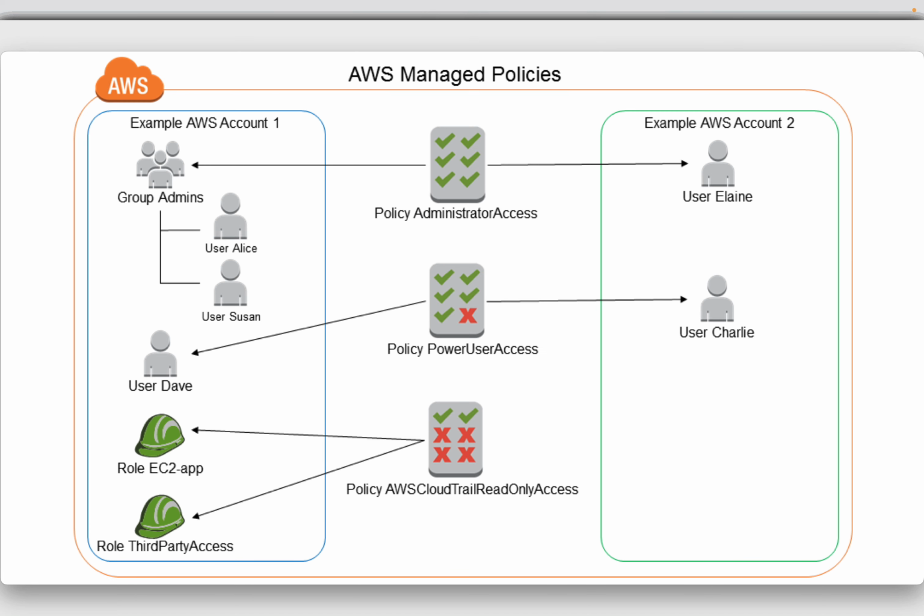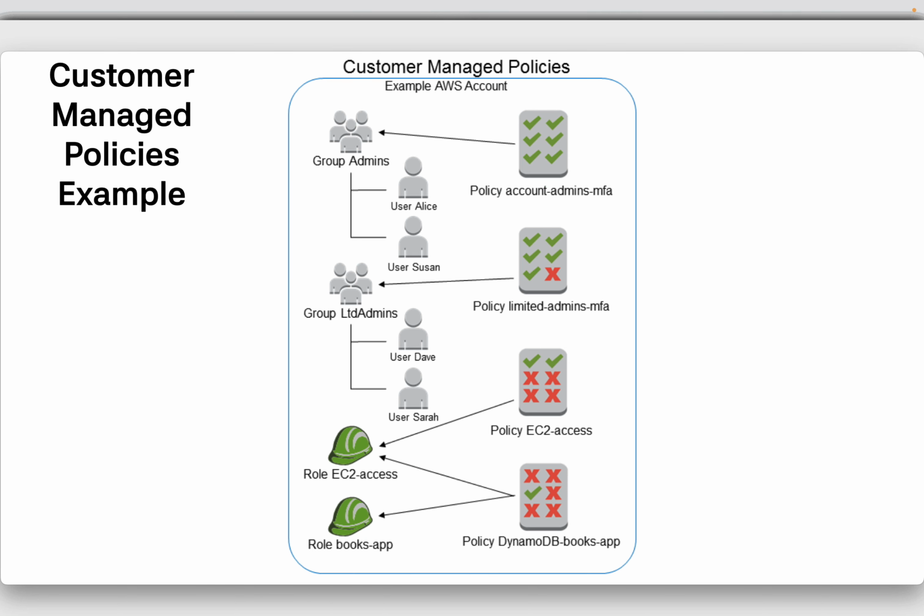So this diagram illustrates AWS managed policies. The diagram shows 3 AWS managed policies: administrator access, power user access, and AWS CloudTrail read-only access. Notice that a single AWS managed policy can be attached to principal entities in different AWS accounts and to different principal entities in a single AWS account.